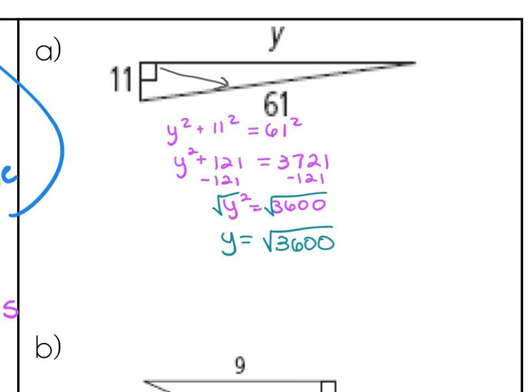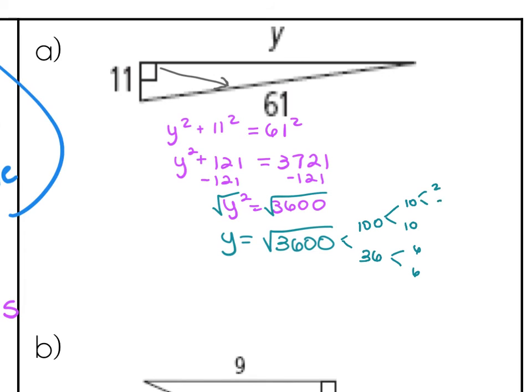So what goes into 3,600? 36 and 100. 100 becomes 10 and 10. You can do 6 and 6. Right there, you can cross out a pair of 10s and a pair of 6s. But if you don't catch it, keep going.